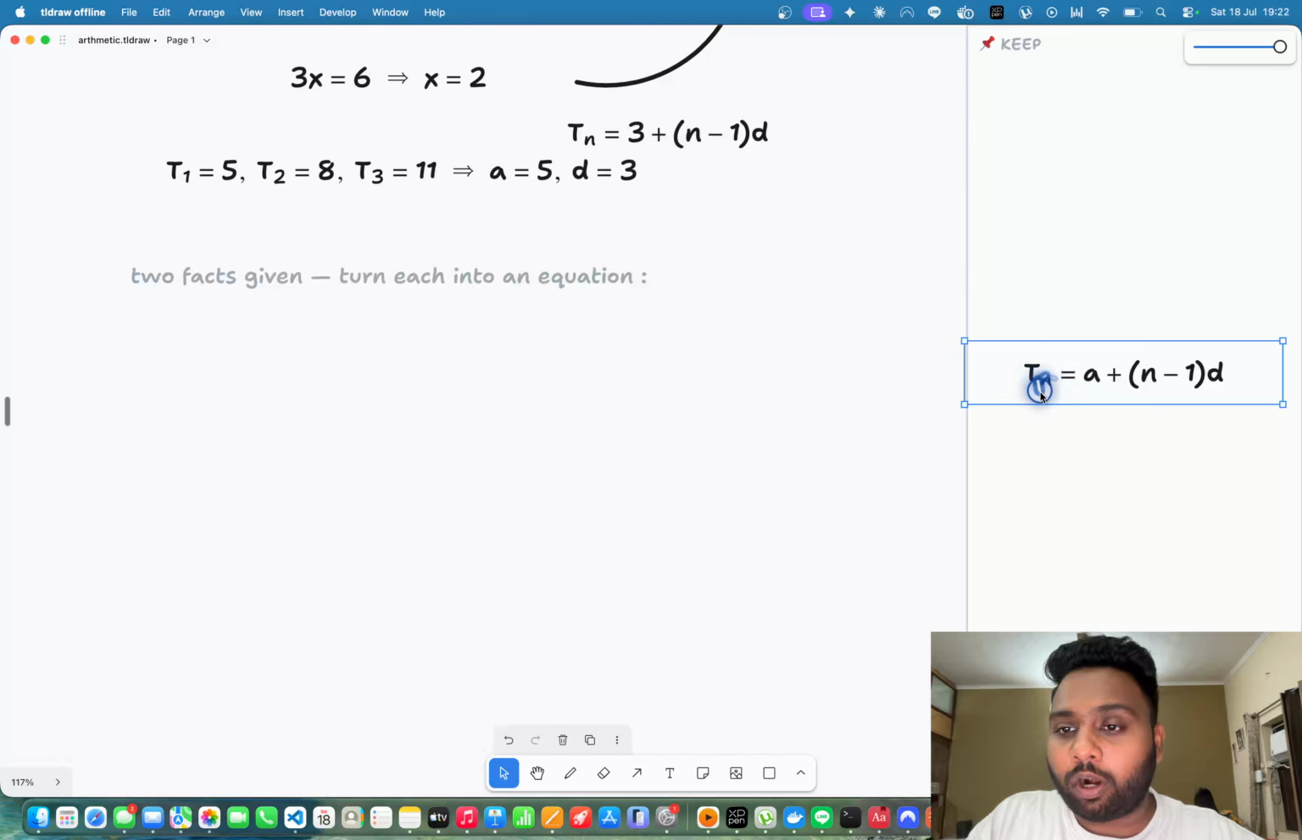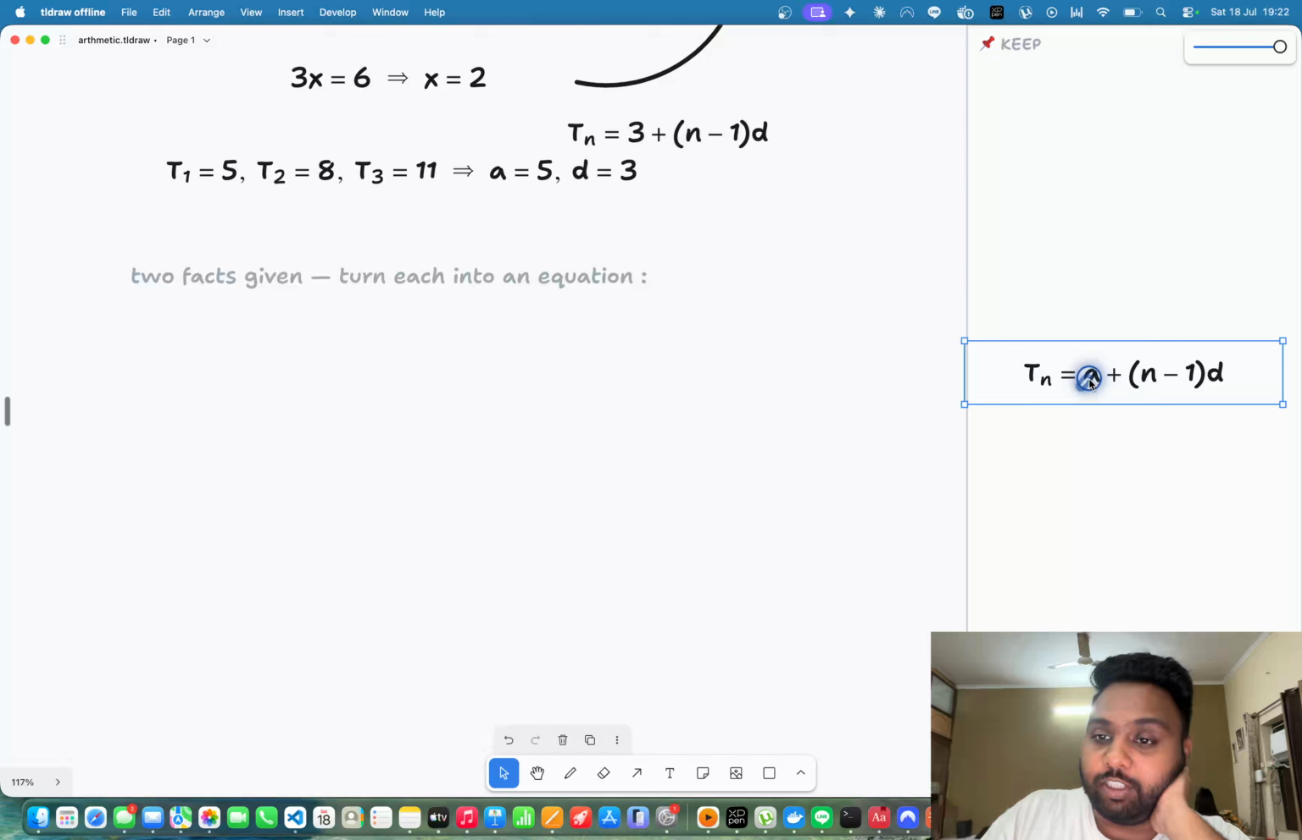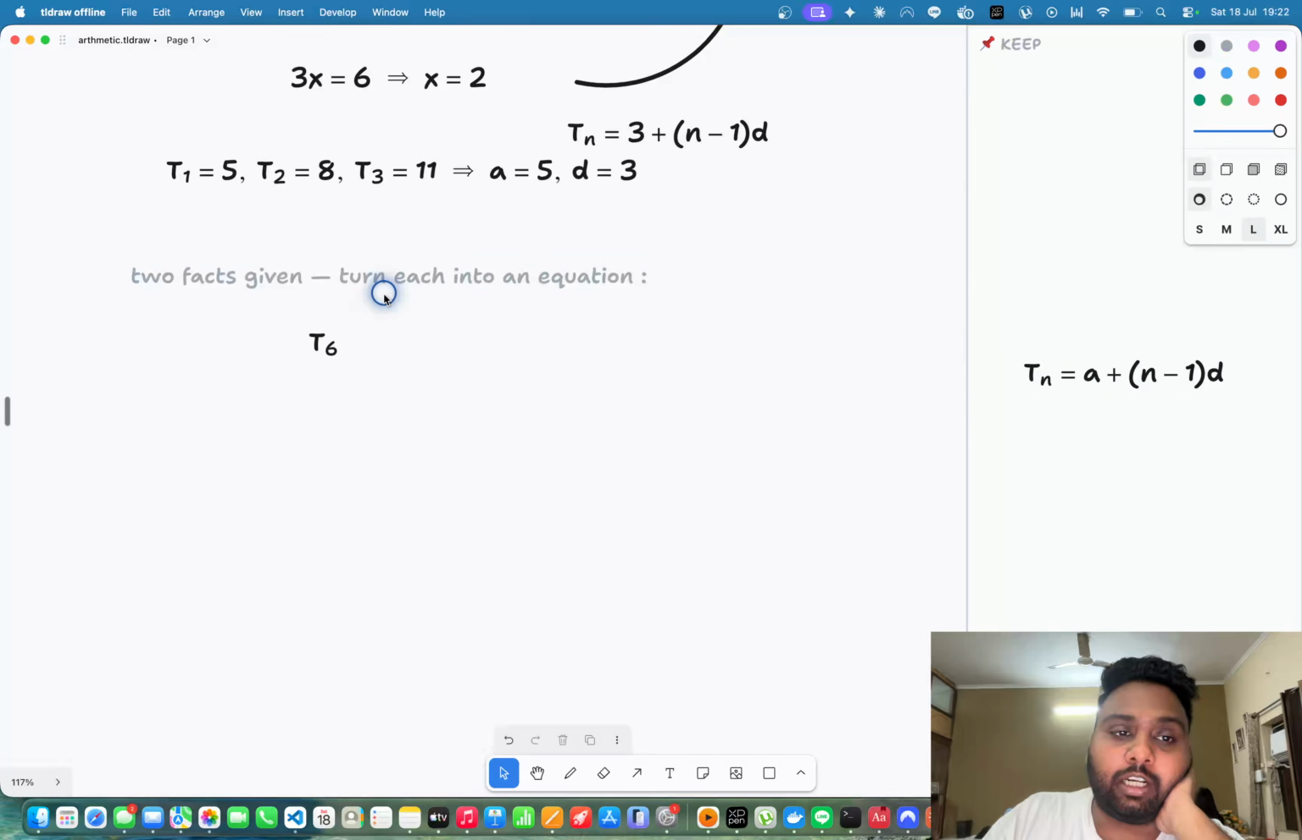So n is already a dependent term for this. The actual two things which are given to us are a and d, which we might have to find in this question. Okay, let's look at the question.